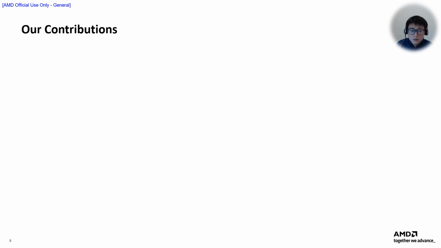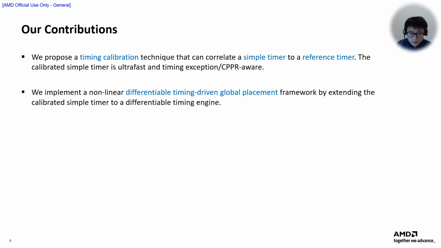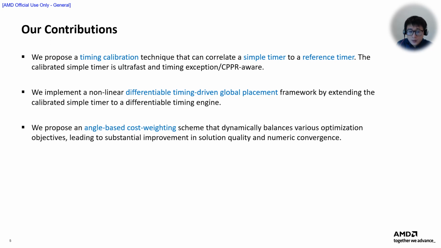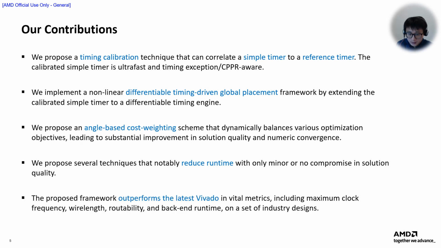This slide summarizes our contributions. We propose a timing calibration technique that can correlate a simple timer to a reference timer, and the calibrated simple timer is ultra-fast and timing exception and CPPR aware. We implement a nonlinear differentiable timing-driven global placement framework by extending the calibrated simple timer to a differentiable timing engine. And we propose an angle-based cost weighting scheme that dynamically balances various optimization objectives, leading to substantial improvement in solution quality and numerical convergence. We propose several techniques that notably reduce runtime while maintaining good solution quality.